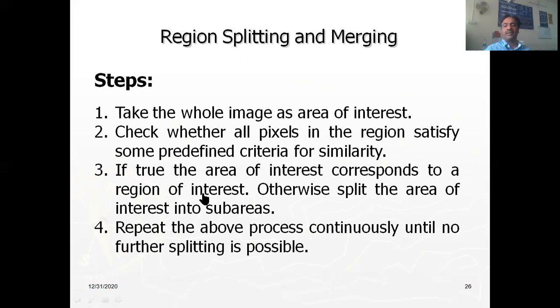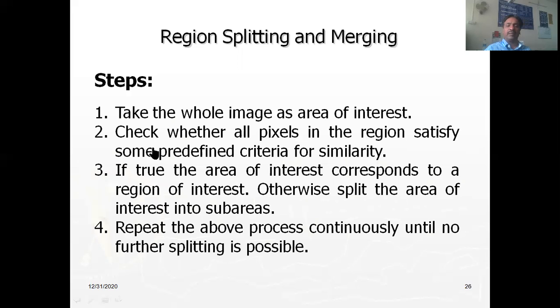Here, area of interest is different, region of interest is different. A region of interest means it is the part of the image which is to be segmented. Otherwise, if the condition is not met, we are going to split the area of interest into sub areas. Then we repeat the above process continuously until no further splitting is possible.